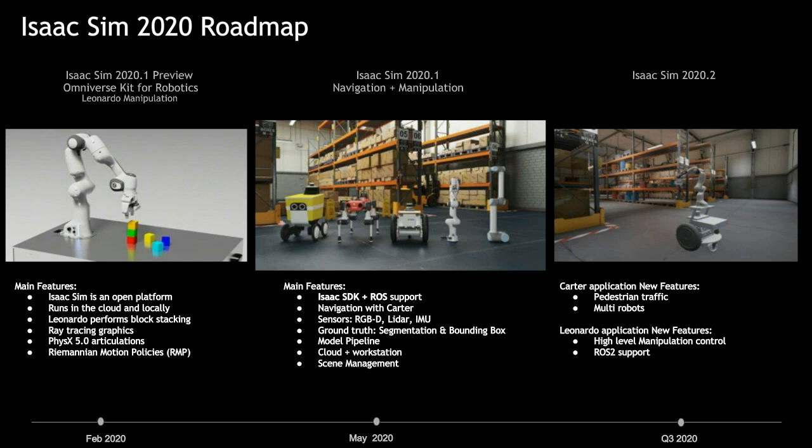A bit further out in Q3, we will try to combine the mobile arm, many robots combined together, like this Franka arm combined with our Carter mobile base, and ROS2 support for Q3.